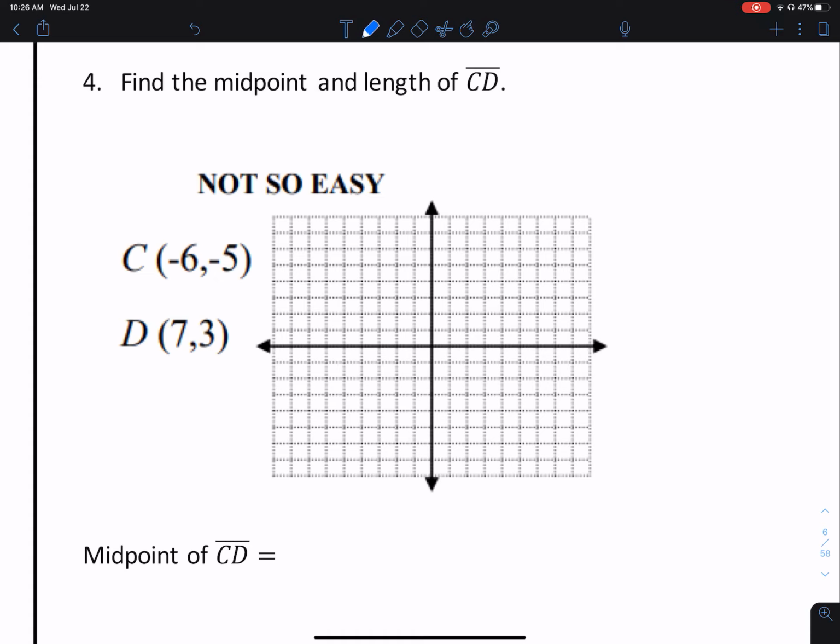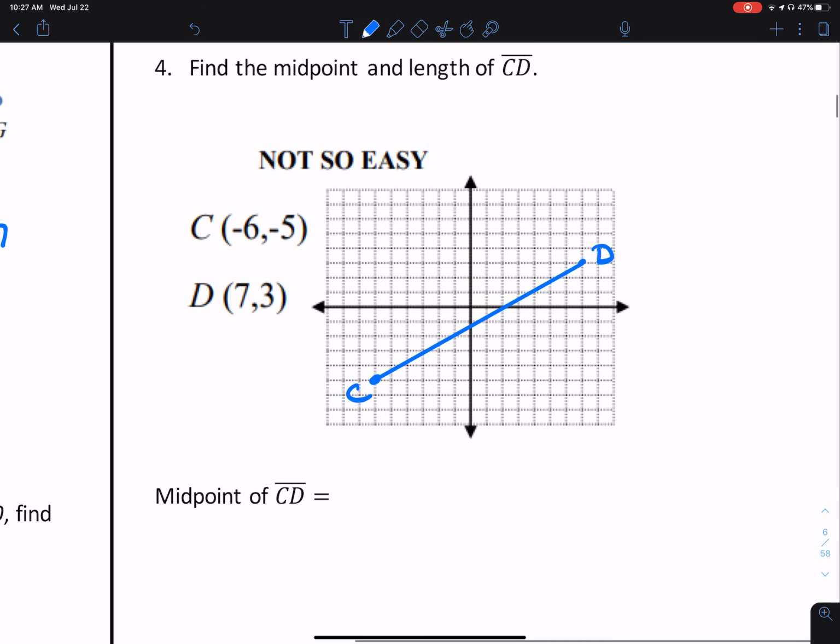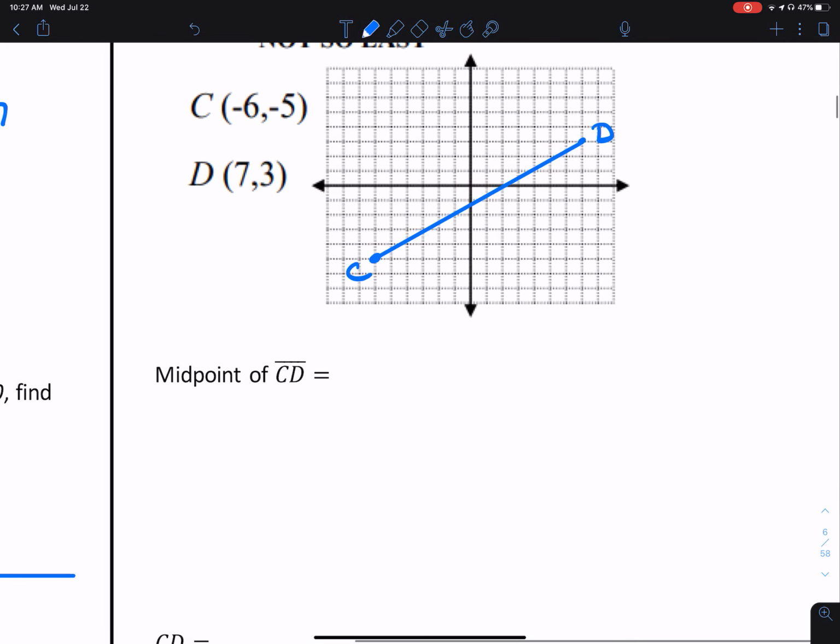C is -6, -5. 1, 2, 3, 4, 5, 6. 1, 2, 3, 4, 5. That puts us here. D is 7, 3. 1, 2, 3, 4, 5, 6, 7. 1, 2, 3. That puts us here. We want to know where the midpoint is and what the length of the segment is. Can't count spaces because in the diagonal, like if I count diagonally, that's not a unit of 1. This is 1, this is 1. Who knows how long that is?